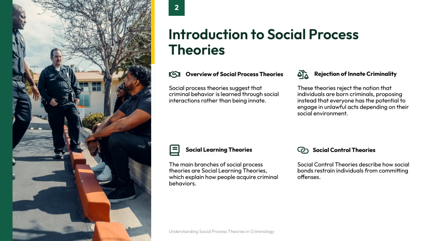Within this framework, there are two main branches we should understand. First, social learning theories, which explore how people pick up criminal behaviors through their experiences and relationships. And second, social control theories, which look at how strong social ties and bonds actually help prevent people from engaging in wrongdoing. Together, these perspectives help us see crime as a product of social influences rather than innate traits.